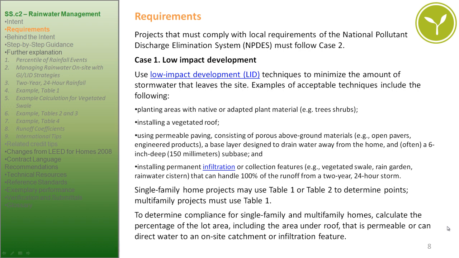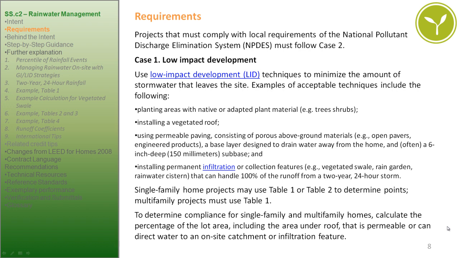Case 1. Low Impact Development. Use Low Impact Development, or LID, techniques to minimize the amount of stormwater that leaves the site. Examples of acceptable techniques include the following. 1. Planting areas with native or adapted plant material, for example trees and shrubs. 2. Installing a vegetated roof.